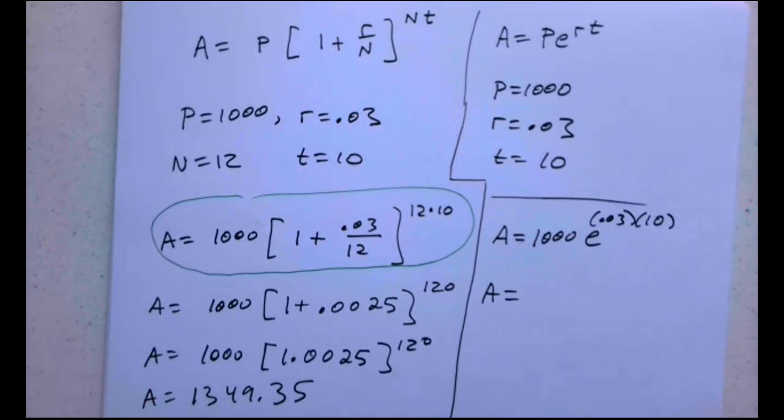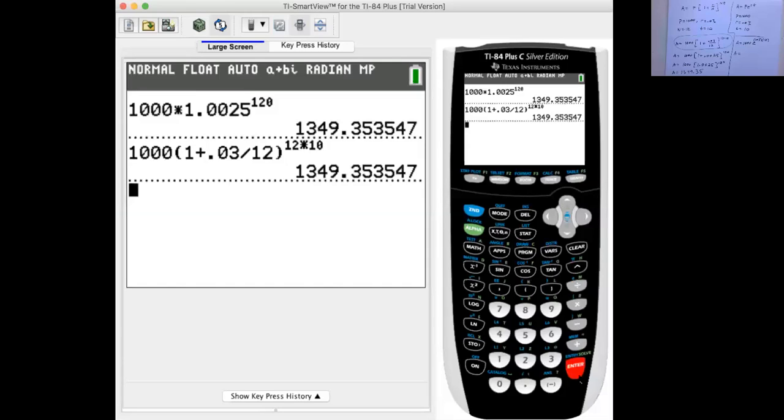And we'll see what we get. 1,000, e to the is second natural log. You'll see it a little bit in blue. e to the 0.03 times 10. I think I can do it this way with the order of operations. It'll leave it in the exponent on this version of the calculator. And how does it compare to 1349? I need 1,000, not 10, excuse me.